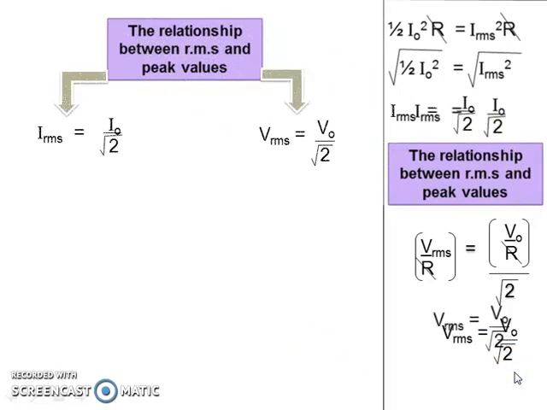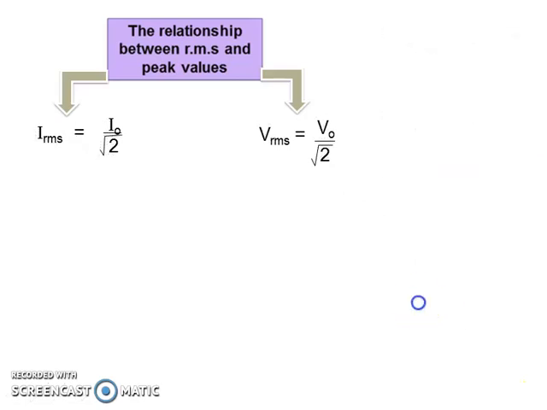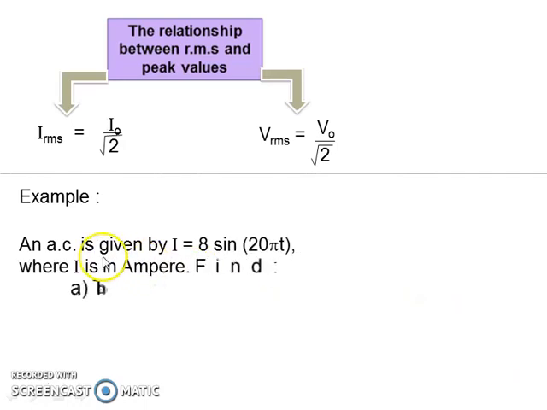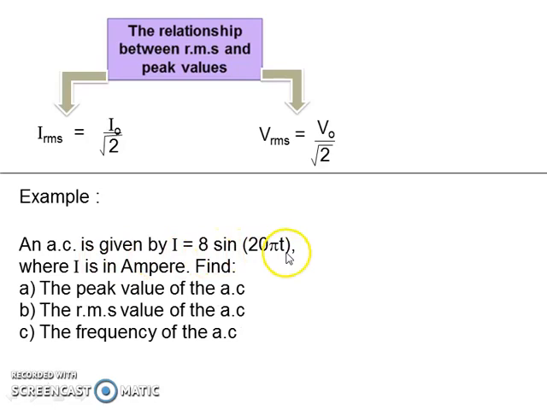Now we have done both relationships between RMS and peak values, for current and for voltage. So we try one example. An AC is given by I equals 8 sine 20 pi t, where I is in amperes. Find the peak value of the AC, next the RMS value of the AC, and lastly the frequency of the AC.